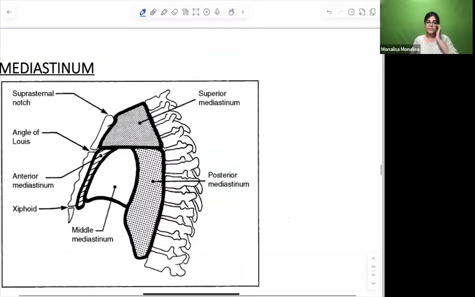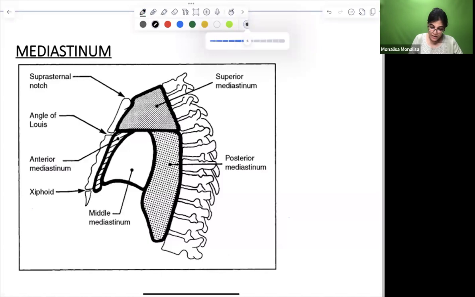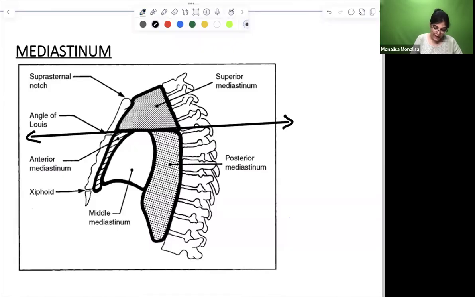Now coming to mediastinum. So how many parts are there in the mediastinum? What do you understand by mediastinum? It is the space which is lying between the mediastinal pleura. So here I want to draw an imaginary line. See here. This is an imaginary line which is passing anteriorly through angle of Lewis and posteriorly through T4 and T5 thoracic vertebra.